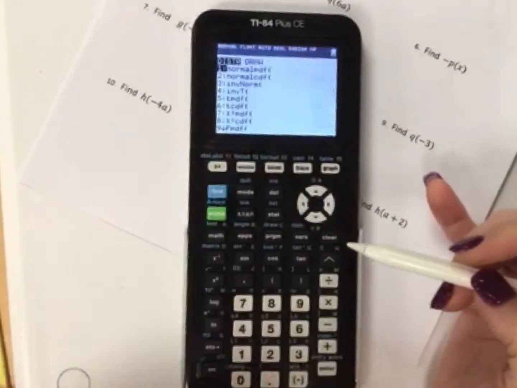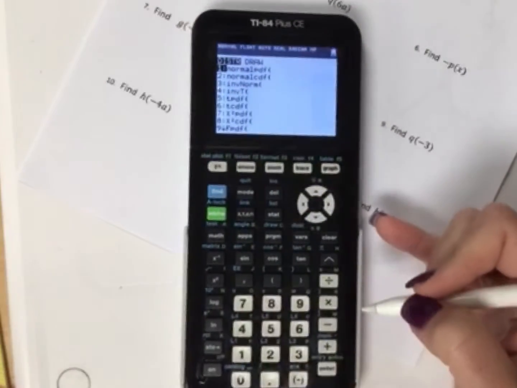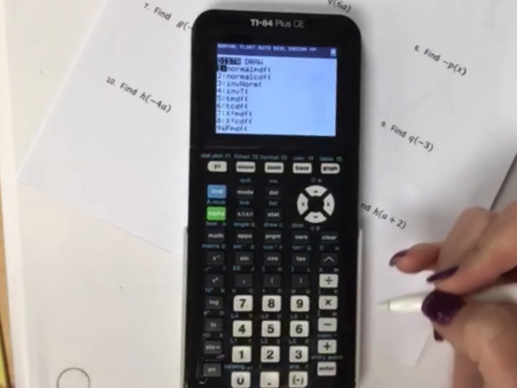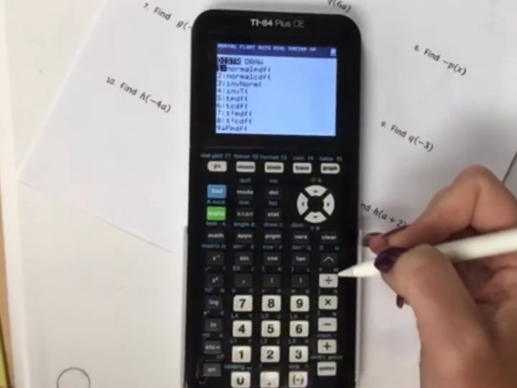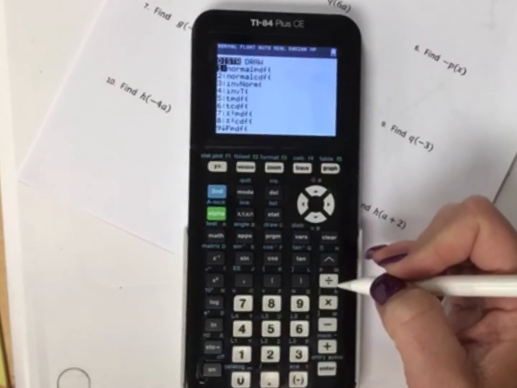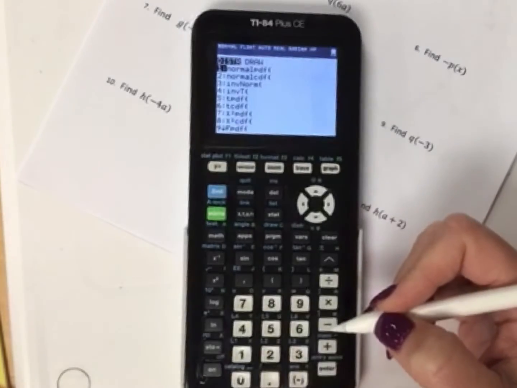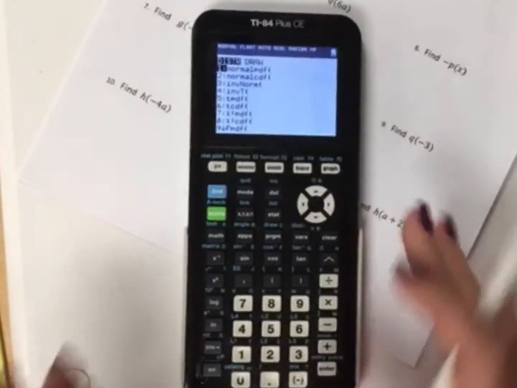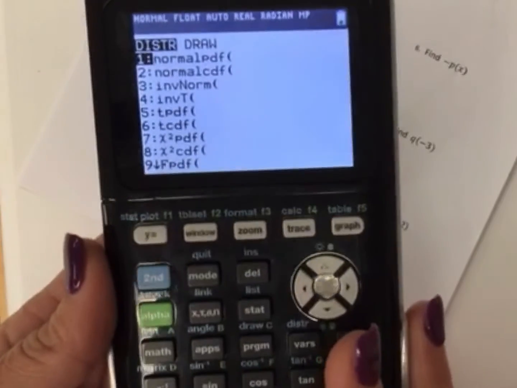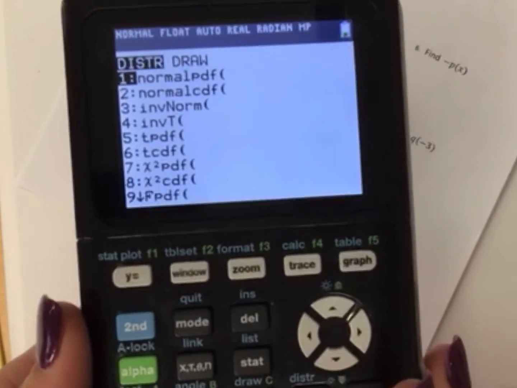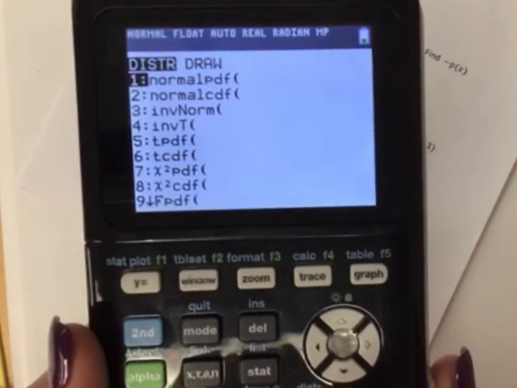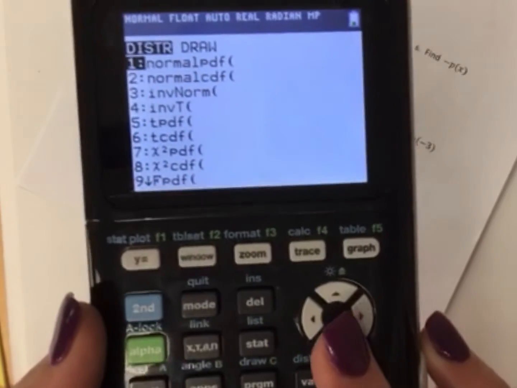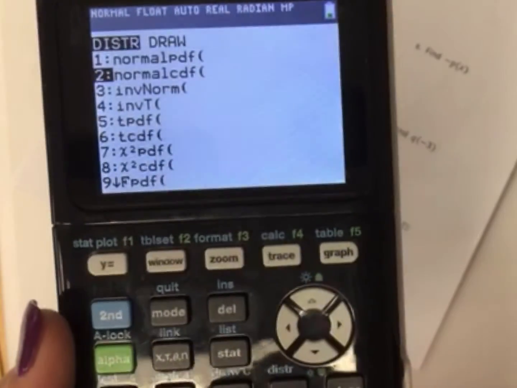Second, vars. Guys, you have to know how to use the calculator. There is no other way to get this information other than using a table, and you don't know how to use the table either. So you've got to learn how to use the calculator, so you've got to be paying attention to this part. If I hit second vars, I'm in this distribution menu, and we have two things at the top. We have normalpdf and normalcdf. We never use normalpdf. We always use number 2, normalcdf.